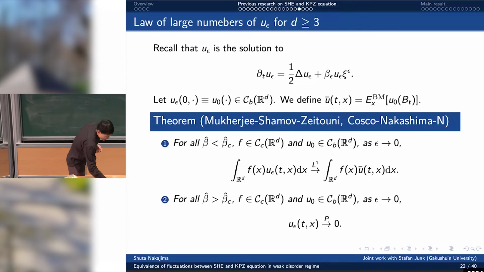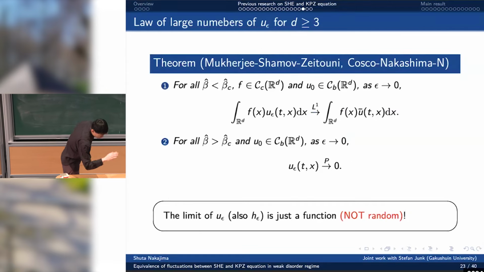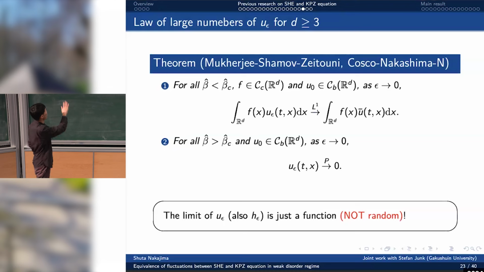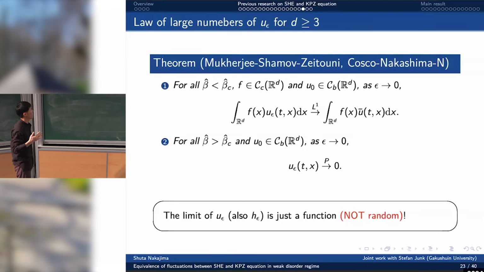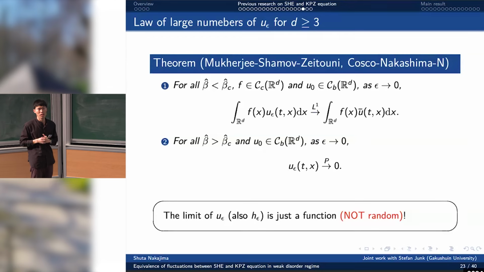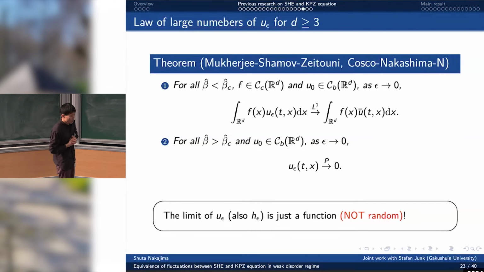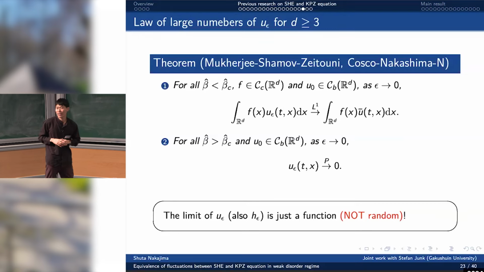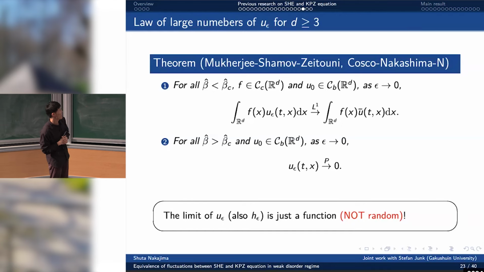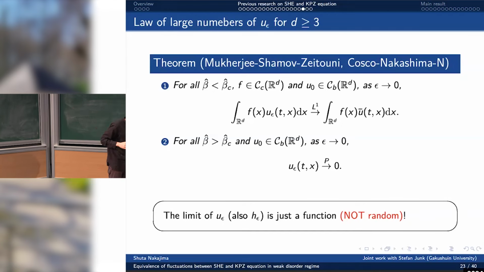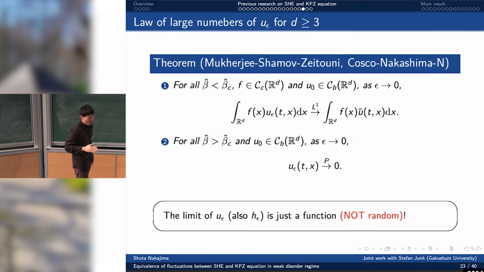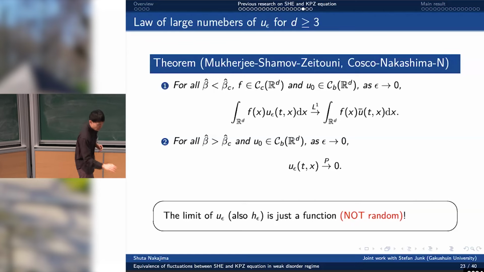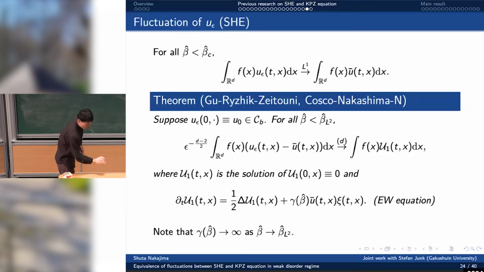So then next let's consider, okay, sorry. The problem is that the limit of u epsilon, which is u bar in this case, is not random, so it is just a deterministic function. And originally, we looked for random interface growth models, so in some sense it's not enough. Remember that the KPZ equation should arise from the fluctuation, so in that sense, it's natural to think about the fluctuation also. So the next result is about the fluctuation.